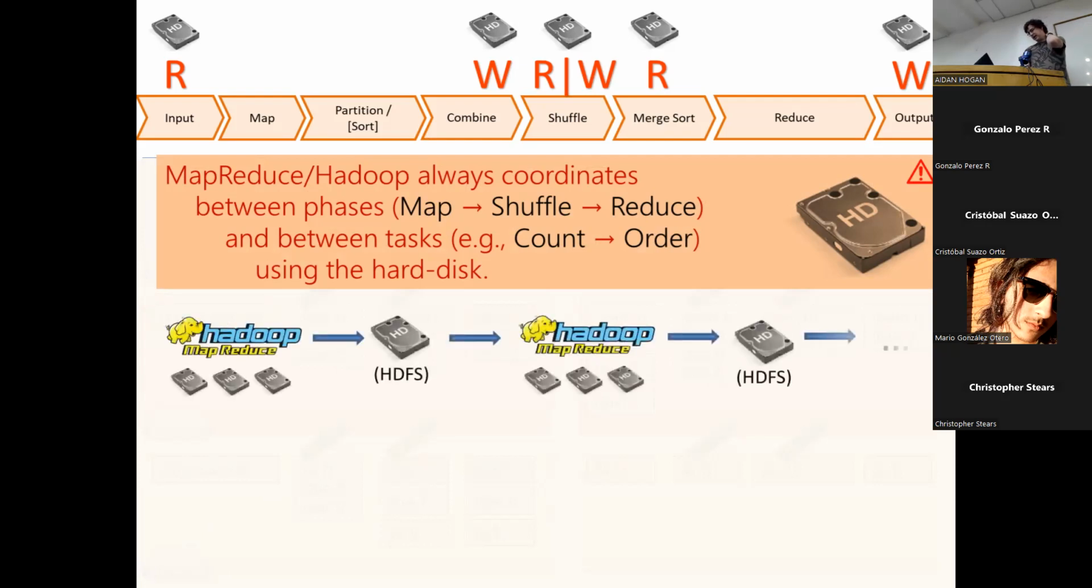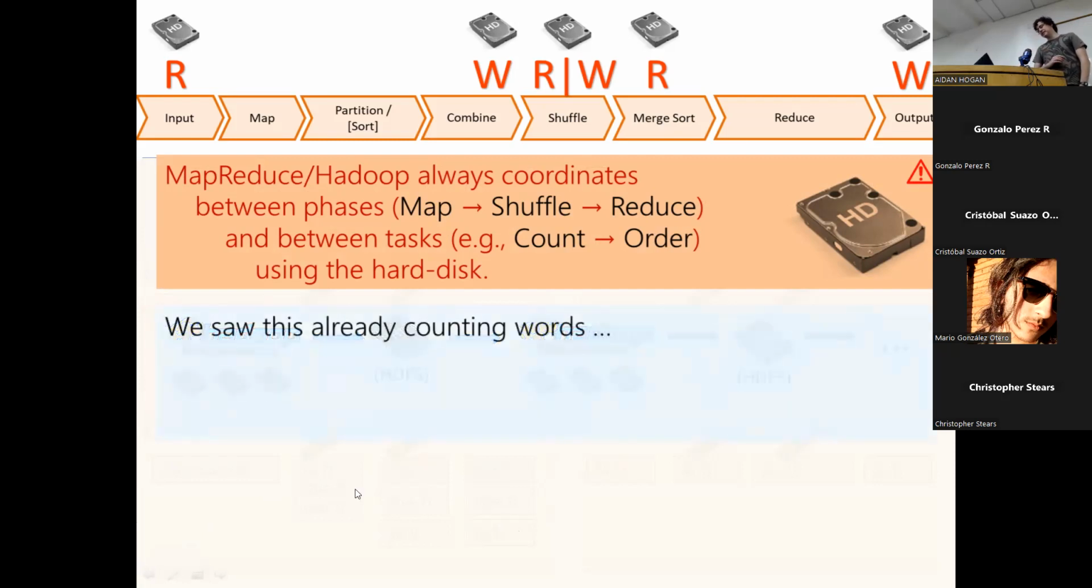So in every phase we have 3 coordinations with the disk, and then we need to store the data again. We need to coordinate between different Hadoop jobs using the disk. So we have lots of disk access. This is by design.